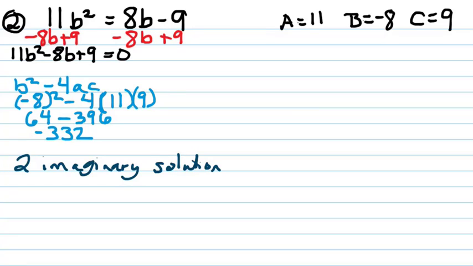So this next one, we had two imaginary solutions. And so starting off with, we're going to do the same thing we just did. This time our variable is b. So remember, it's opposite b plus or minus the square root of our b squared minus 4ac.